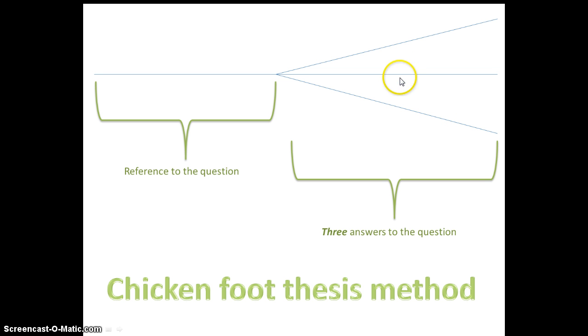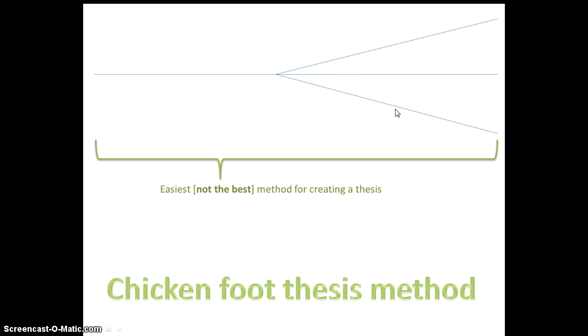These answers end up becoming the topics of each body paragraph in your essay. So similarity 1 will become the topic of body paragraph 1. Similarity 2 becomes the topic of body paragraph 2. And difference 1 becomes the topic of body paragraph 3. This is the easiest but not the best method for creating a thesis.